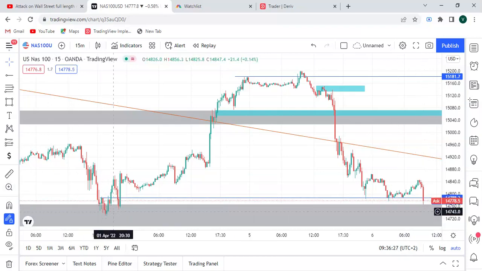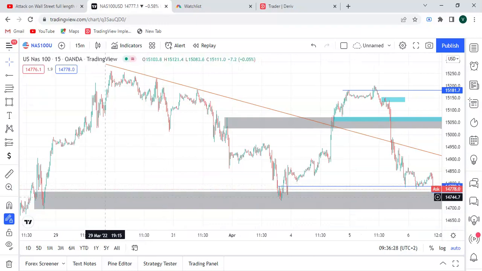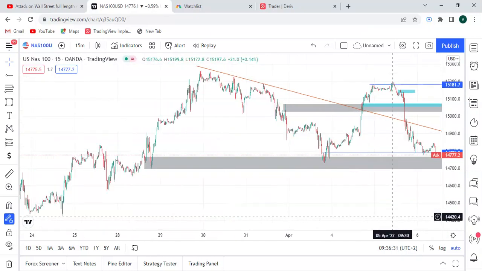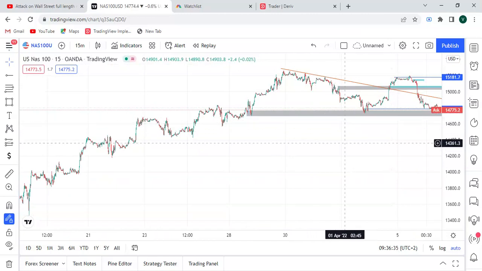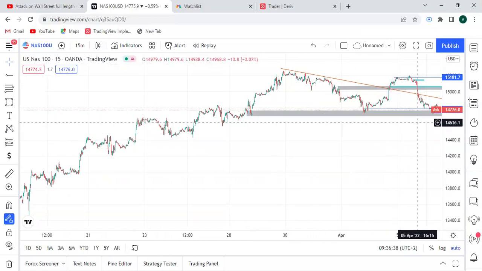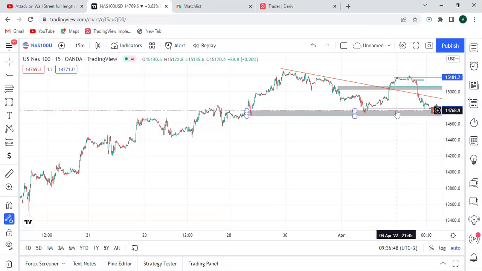And then we're going to take these people out here, and then we're going to continue going down, maybe around about 14,600. Then they will give us a nice signal to the upside. Then that's when the market will continue shooting up, because now they fetched all the liquidity.